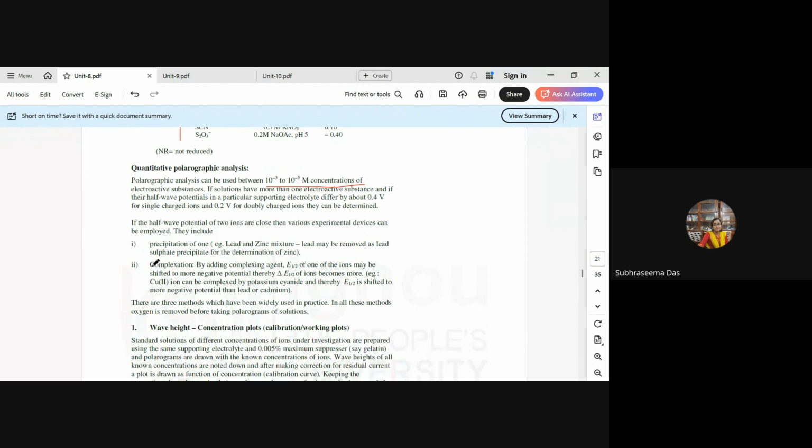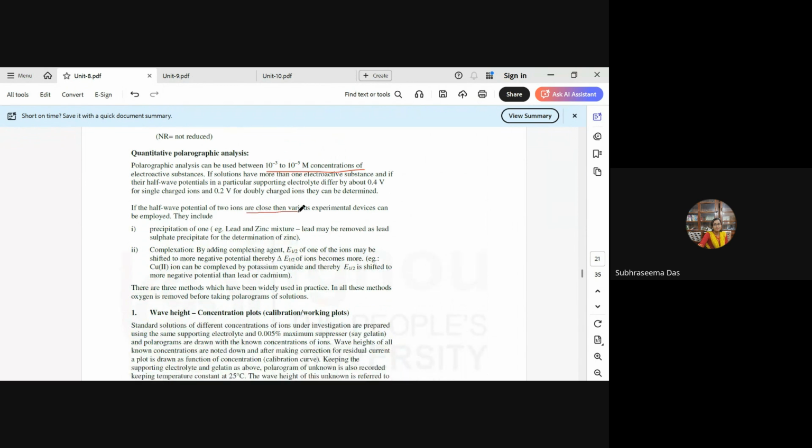If the half-wave potentials of two ions are close, then various experimental devices can be employed. They include precipitation of one, for example for a lead and zinc mixture, lead may be removed as lead sulfate precipitate for the determination of zinc. Complexation means adding a complexing agent, so the E half of one of the ions may be shifted to a more negative potential, thereby delta E half of the ions becomes more. The Cu2 plus ions can be complexed by potassium cyanide, and therefore the E half is shifted to a more negative potential than lead or cadmium.